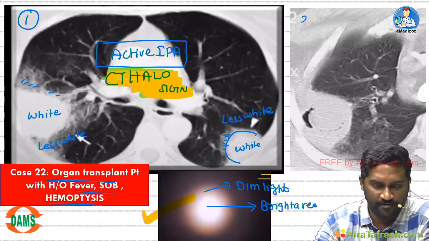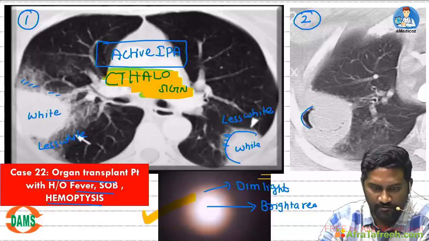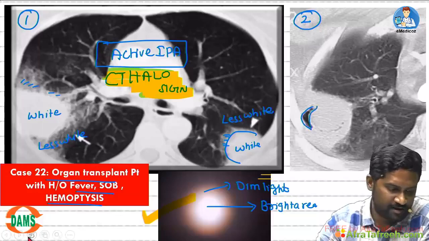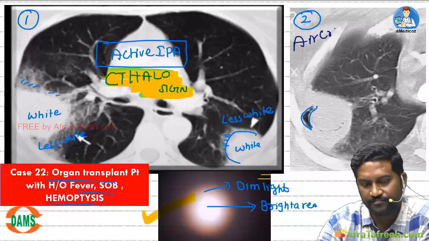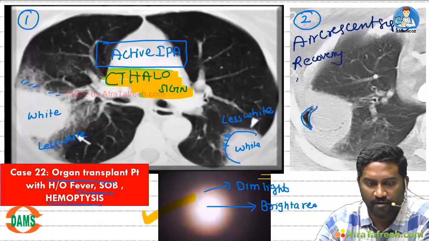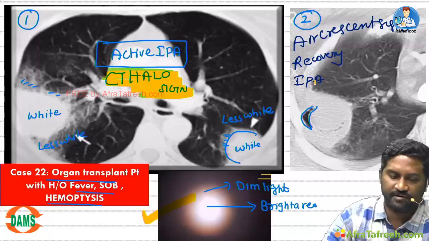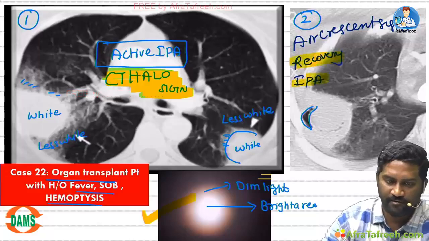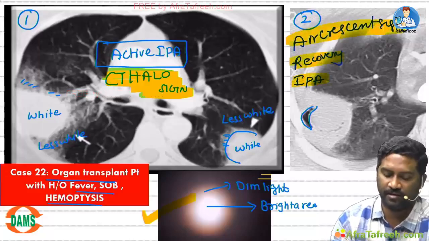Now after a few days you started treatment, and this was the CT. Now what do you notice here? Air crescent sign. What is the diagnosis here? This will be the recovery phase of invasive pulmonary aspergillosis. This is the recovery phase of invasive pulmonary aspergillosis, and it is showing air crescent sign.